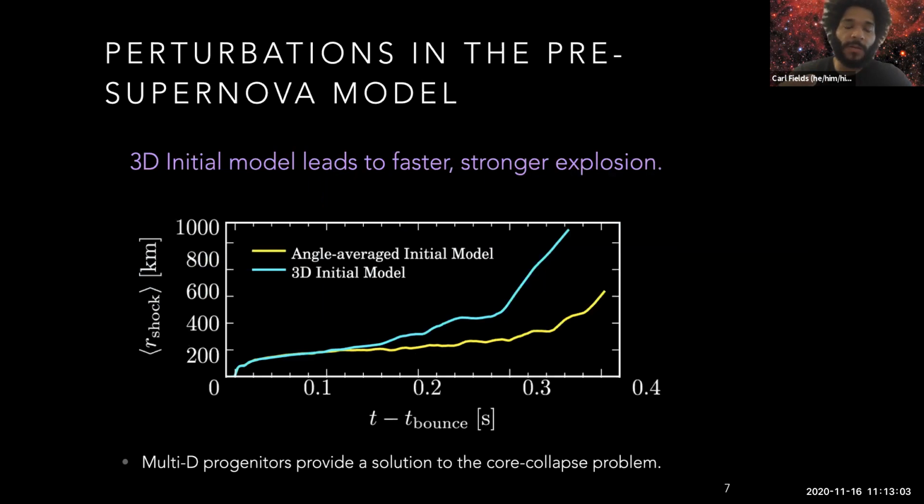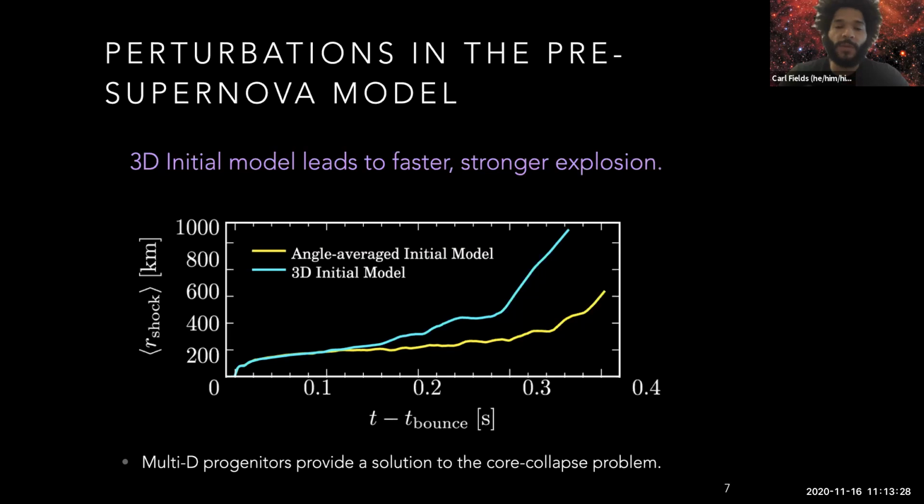And so they took this model and they exploded it, because they wanted to test this. They exploded the 3D initial octant model. They followed it all the way down to bounce and then followed it through with a simplified explosion. And they also took that same model, but angle averaged it at collapse and then put it into their core collapse code, which is something that's typically done in the field, and that's what other people do.